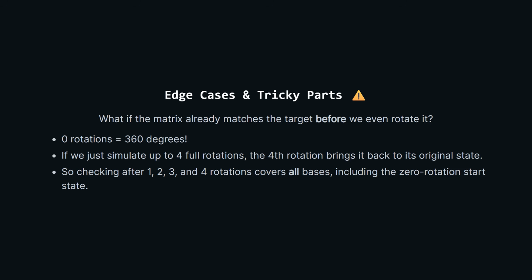Now, you might wonder, what if the starting grid and the target grid are already identical right out of the box? Do we need a special check for 0 rotations? Actually, no, because spinning it 4 times puts it right back into its original layout. If we just blindly spin and check 4 times, that 4th check will perfectly handle the scenario where 0 rotations were needed. It's a nice little trick that keeps our code clean.